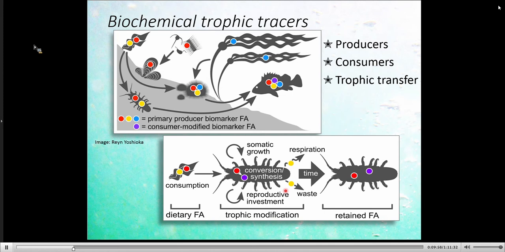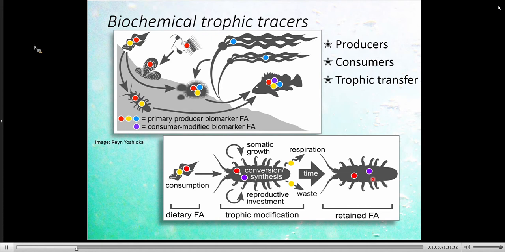But also what's happening in organisms is that they're converting. They're modifying their fatty acids. They're modifying the proteins they get. And some of that is stored as new tissues. And so what you end up with is the retained fatty acids. In this cartoon, we're showing that there's a unique fatty acid that was not present in any of the diets that shows up in the consumer. And so, unfortunately, if we don't study this, the biomarker approach has some serious limitations.